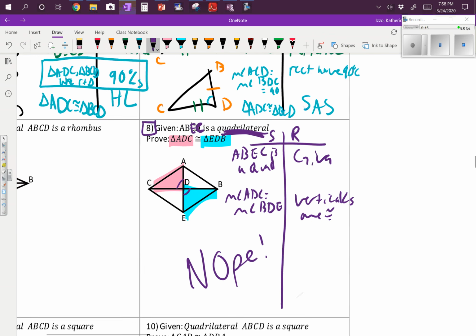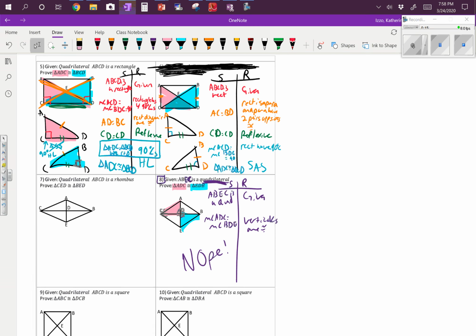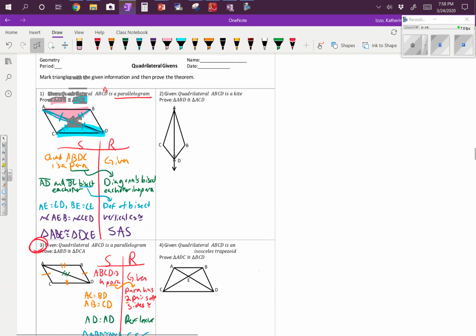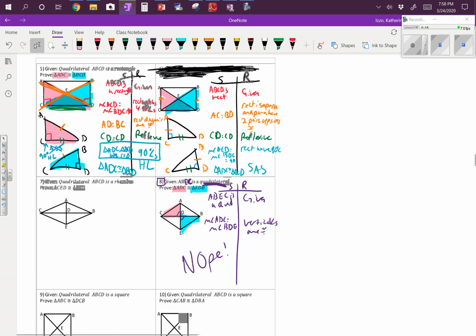All right, how are we doing on quadrilateral givens? How are we doing on using parallelograms and using our chart to figure out what that then gives us for proofs? If you're still struggling with that, definitely message me, because that is a very important task.